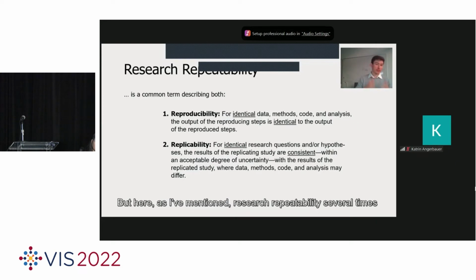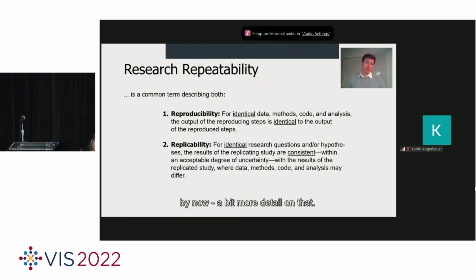But here, as I've mentioned research repeatability several times by now, a bit more detail on that. This is a common term describing both reproducibility and replicability, where for reproducibility, the inputs are identical, thus resulting in identical outputs of those two different research pipelines. Then for replicability, the outcomes are consistent, however, this time for identical research questions and/or hypotheses.